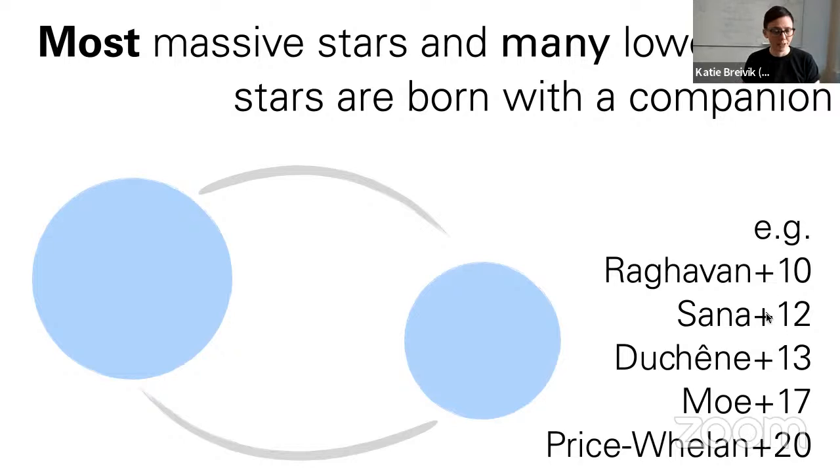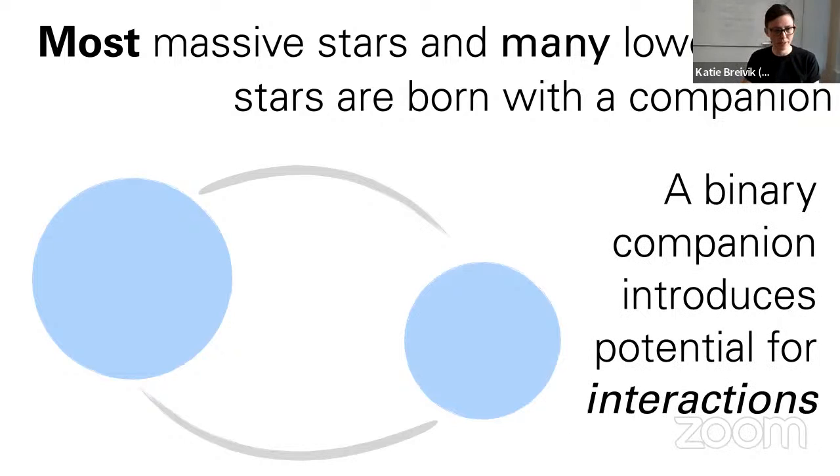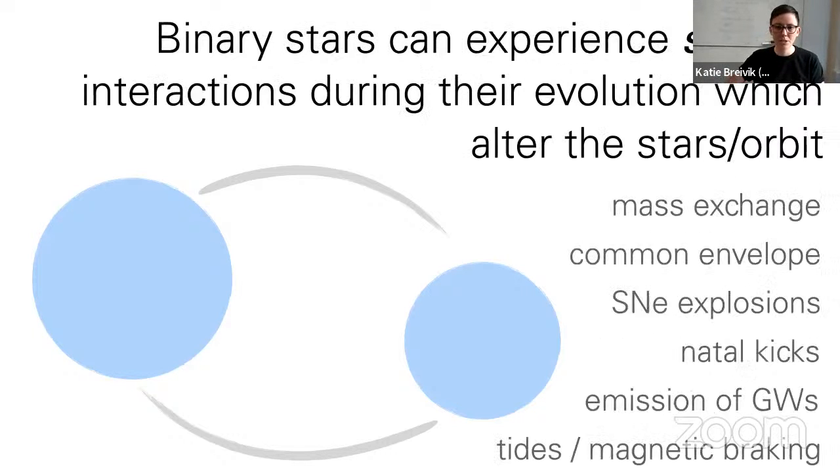All of these studies together have painted a picture where we can now pretty quantitatively say that most massive stars and many lower mass stars are born with a companion. And this is very exciting to people like me who are interested in binary star evolution, because having a stellar companion to a star, a binary, introduces the potential for interactions between the stars. And that's some really, really fun physical processes that you can dig into. Some of these processes include things like mass exchange and common envelopes.